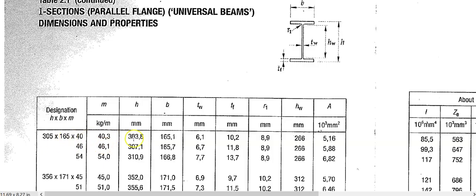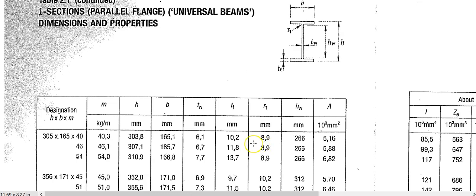Taking the one at the top, it's exactly 303.8 millimeters deep. It is exactly 165.1 millimeters wide on its flange. Okay, TW is the thickness of the web. The web is the piece of material lying on the vertical, and it connects the two flanges together. So there are the two flanges and there's the web. TW, the thickness of the web, is 6.1 millimeters, and TF, the thickness of the flange, is 10.2 millimeters. And R1 we call the fillet radius. There's 1, 2, 3, 4. It is 8.9 millimeters.